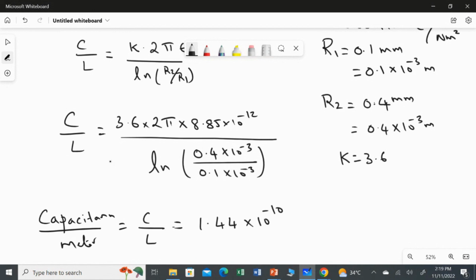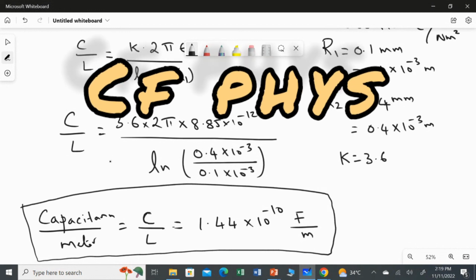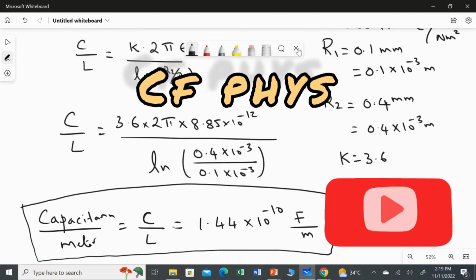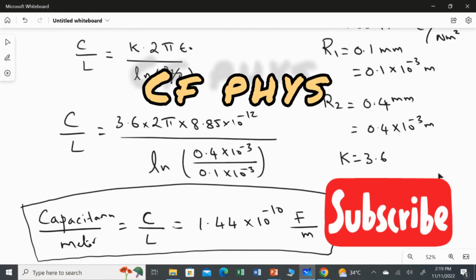And what is the unit? The unit for the capacitance is farad, and the unit for the length is meter. So what's the unit for this capacitance over meter? Which is farad over meter. Clear? So this is the answer for the last question. Clear? The most important thing, please keep all the formulas in your mind. Otherwise, it's really very hard to solve. Clear? That's it. Thank you.